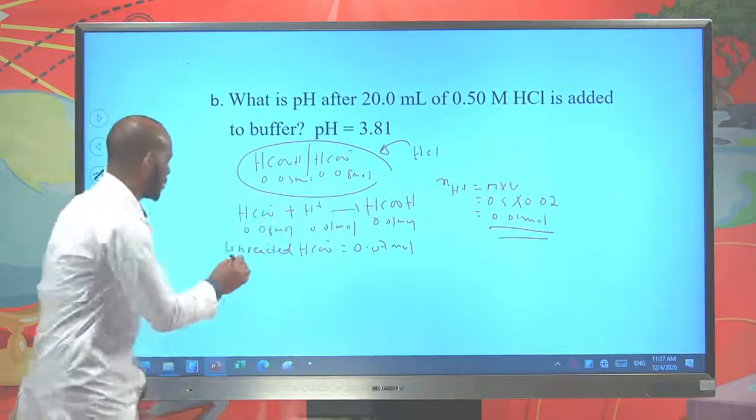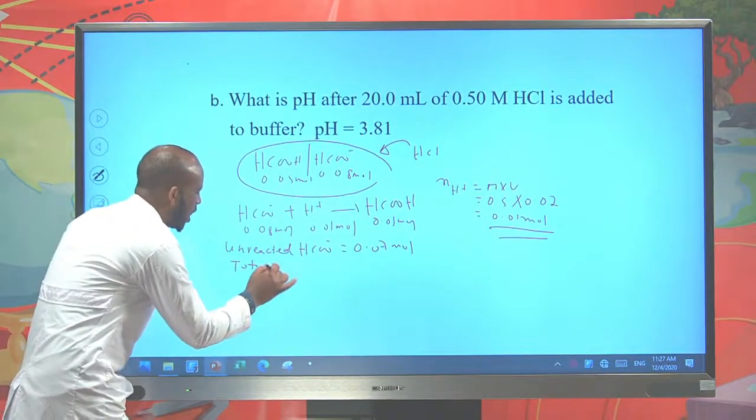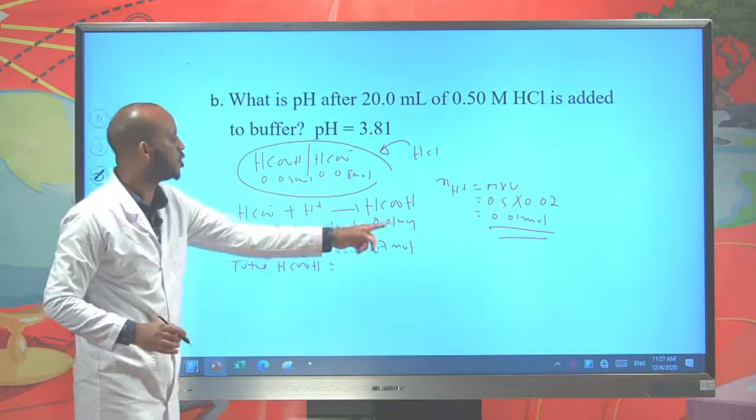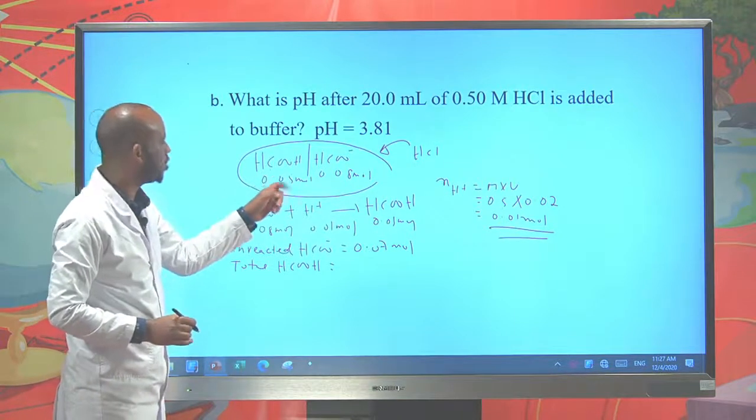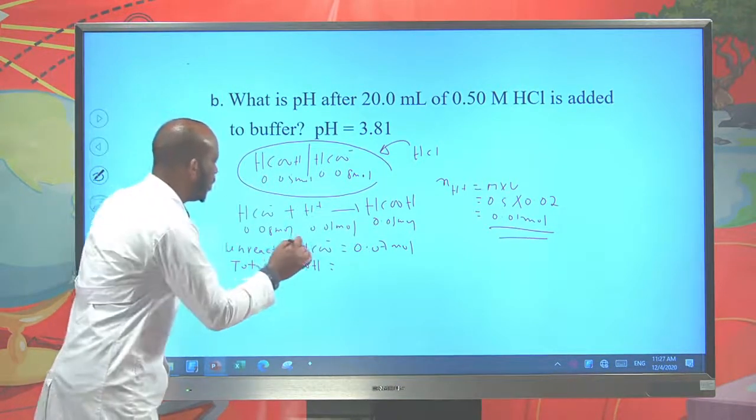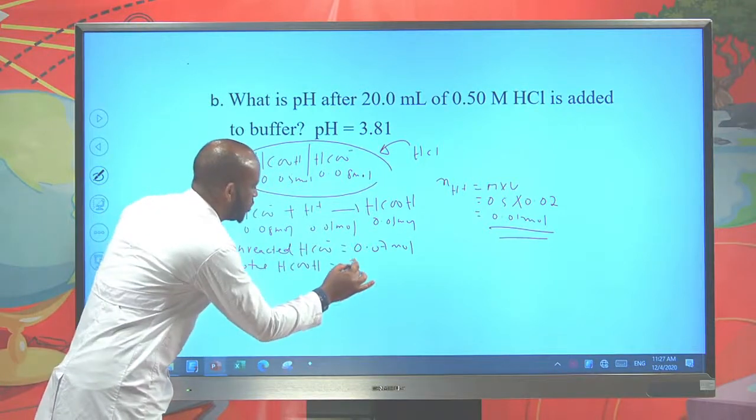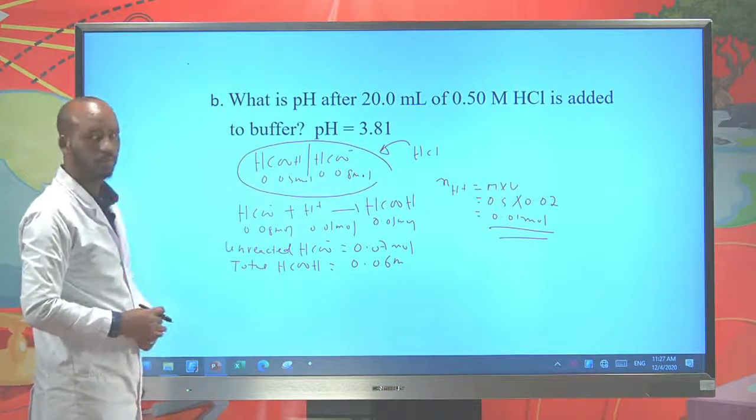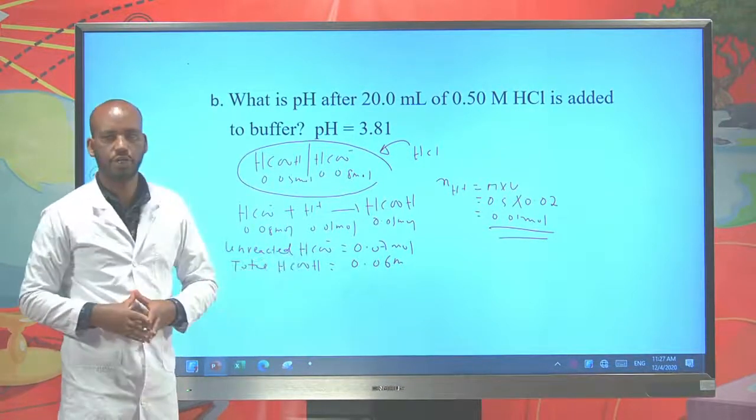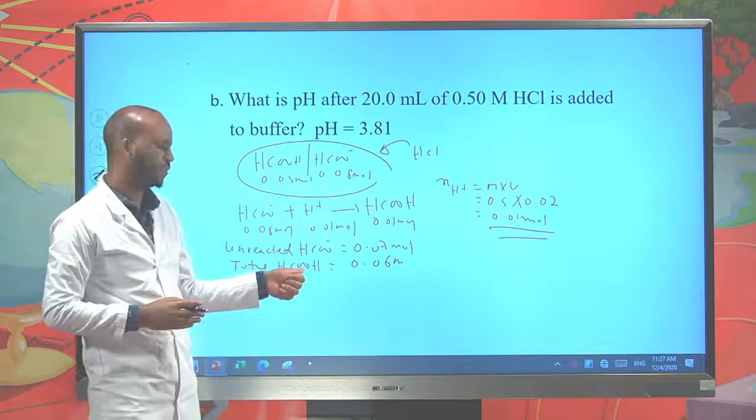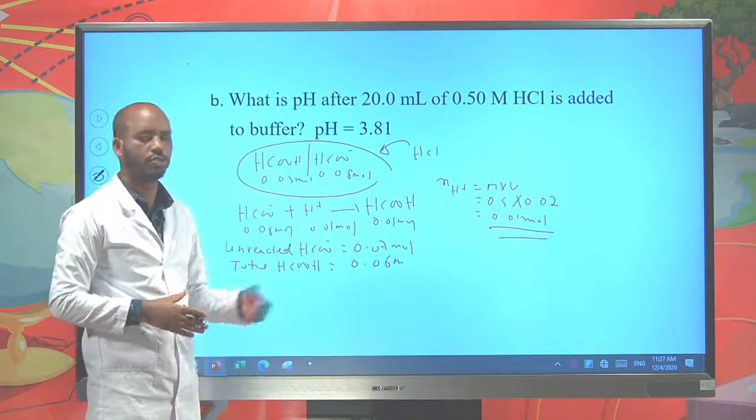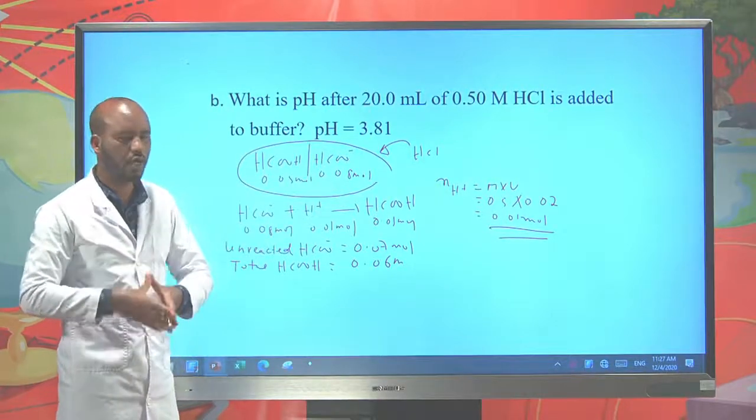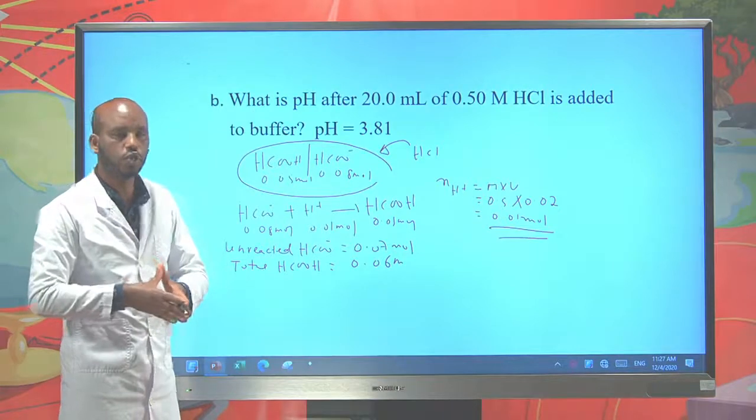Now total formic acid, HCOOH, equals 0.01 plus 0.05, which is 0.06 mole. The solution is still a buffer solution because it contains a weak acid and its conjugate base, formate. We can use the Henderson-Hasselbalch equation to calculate the pH of this solution.